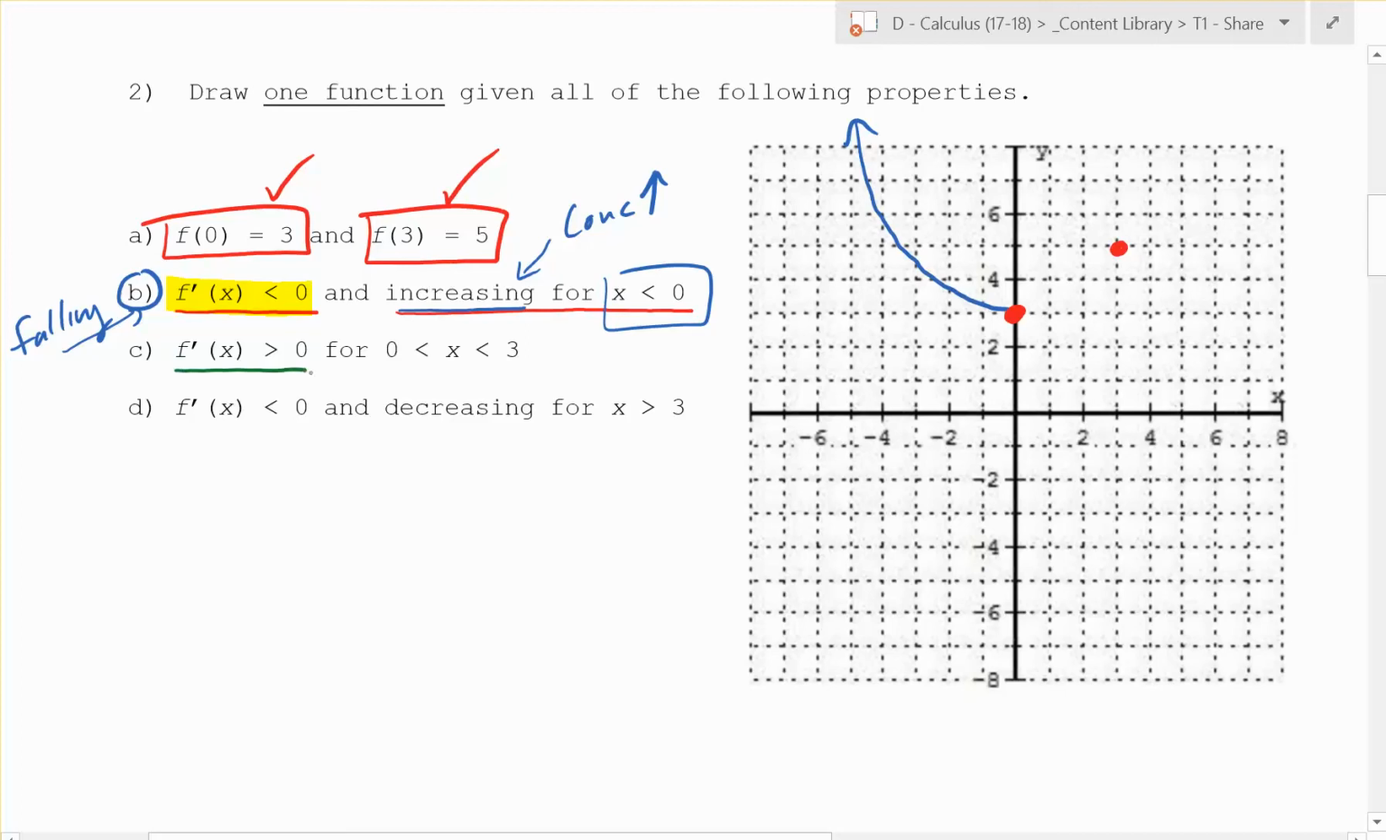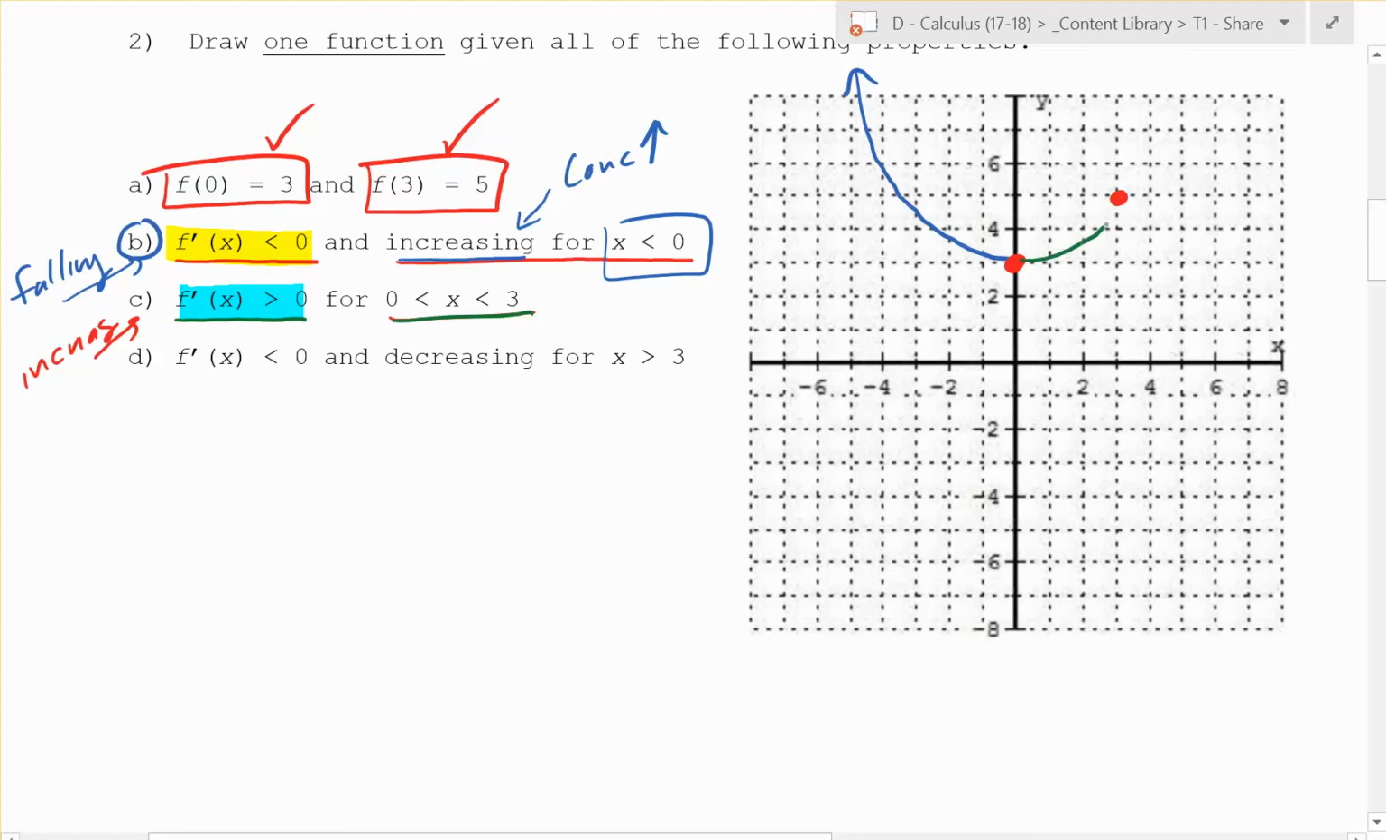F prime of x is greater than 0, which means that the function is increasing. So the function is increasing for x from 0 to 3. So it's increasing. So I'll use green again from 0 to 3. It doesn't say anything about concavity, but it's going to be going up from 0 to 3. So maybe we could just go like this. It's going up.